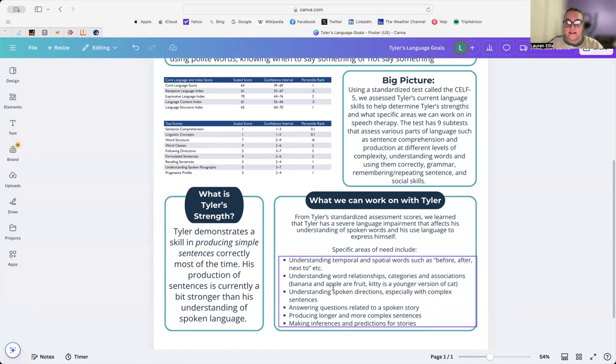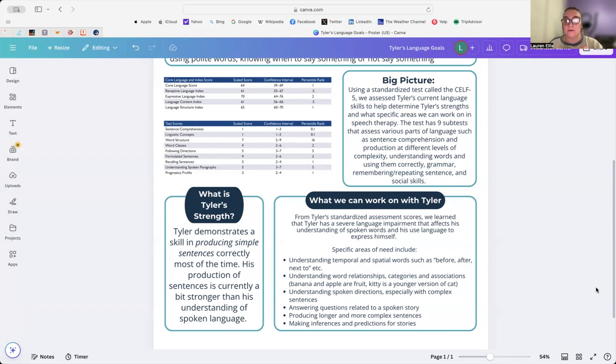And so we've identified some of these areas here for you that he struggles with. So, for example, he had some difficulty understanding temporal and spatial words, such as before, after, next to. He had trouble understanding word relationships and categories, like banana and apple are both fruit. He had trouble understanding spoken directions because when someone's talking to him, he has trouble understanding that language he's hearing. And then, of course, it would be more difficult to follow those directions if he can't understand them. He has trouble after hearing a story, answering related questions to that story.